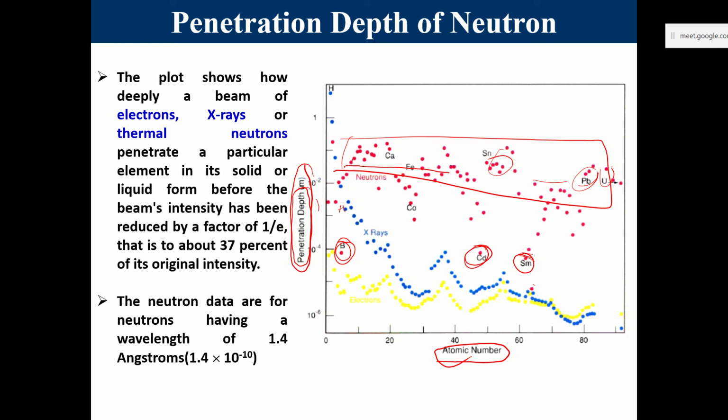The scale is in meters. This is 1 meter, this is 10 to the power minus 2 meter, and so on. So most of the elements lie somewhere between 10 to the power minus 2 and 1 meter. Definitely there is much greater penetration depth compared to the same set of atoms for the blue ones, which have much lower, less than 10 to the power minus 3 meter.